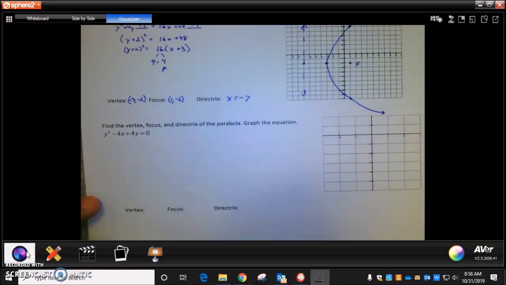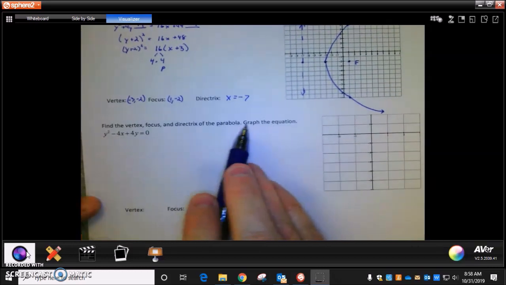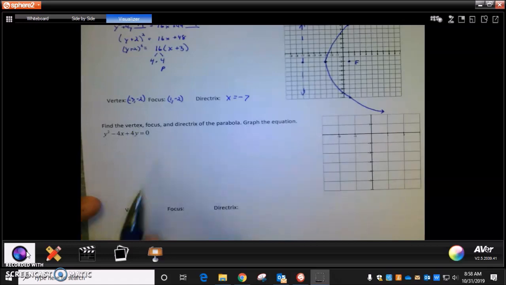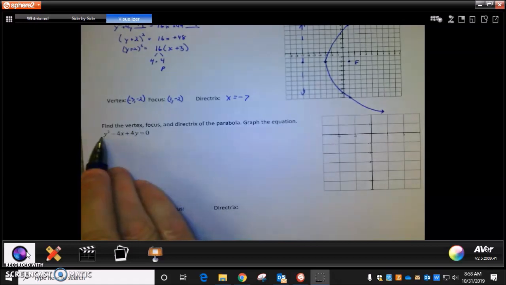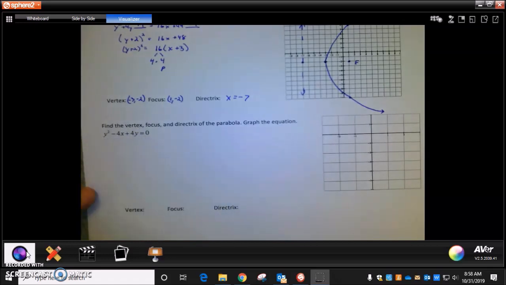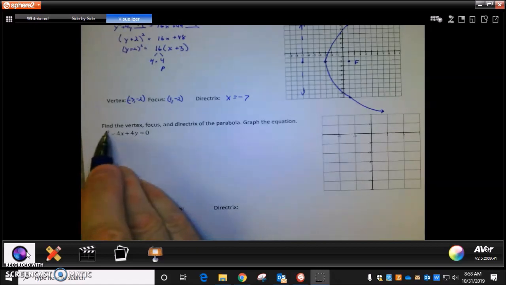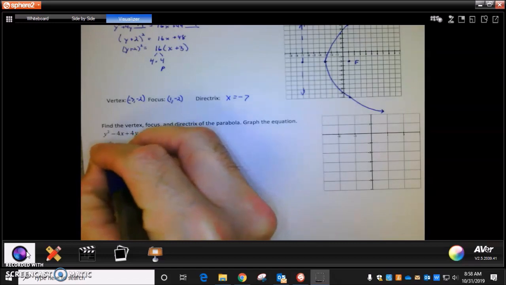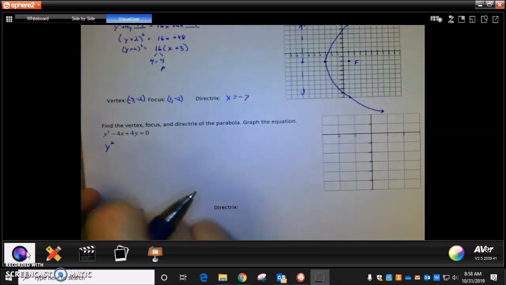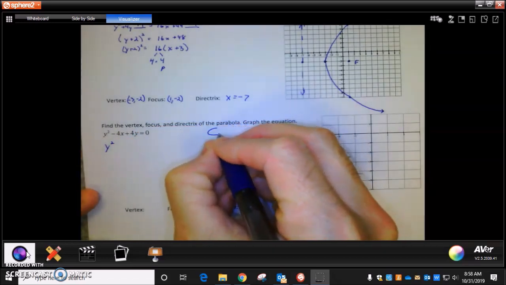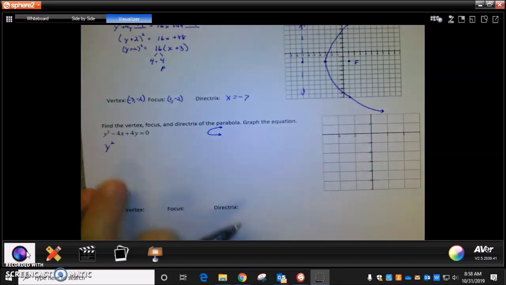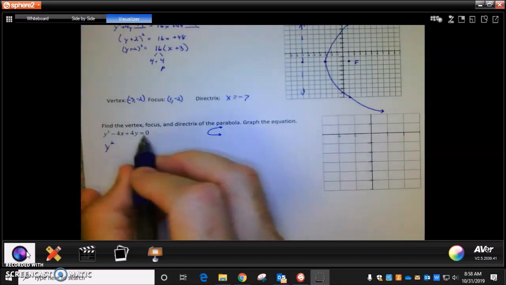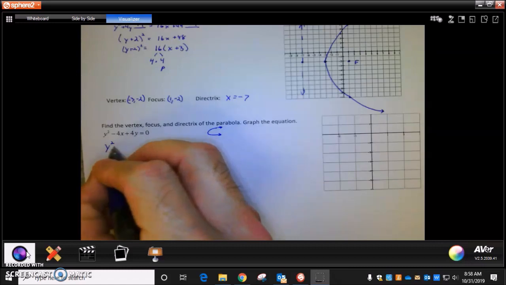Find the vertex, focus, and directrix of the parabola, and graph the equation. All right, so we're going to graph the equation first, and then we're going to get this information from that graph. So again, this is not in the standard form that I want. Okay, so I need to get that. I notice that the y is squared, so that's what's going to stay on the left-hand side. I also know this is a horizontal parabola because the y is being squared. But I'm going to have to get this in the right form. So I'm going to have to do some completing the square here.